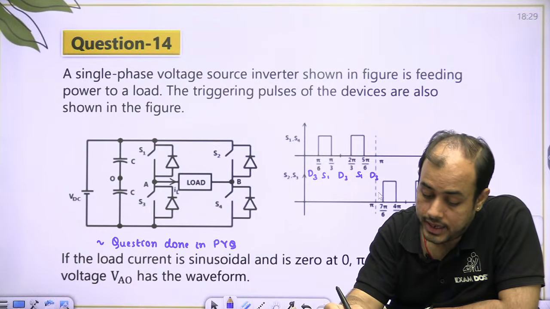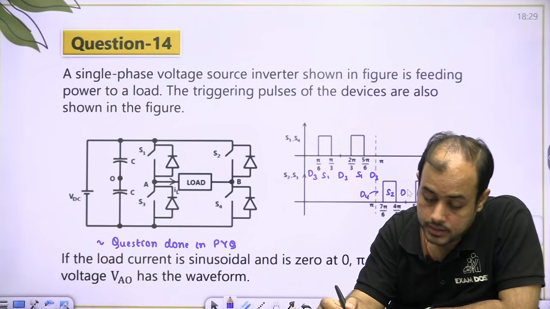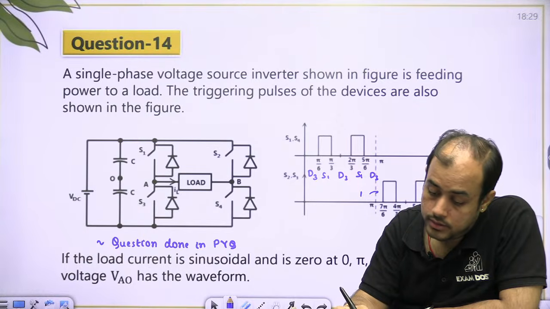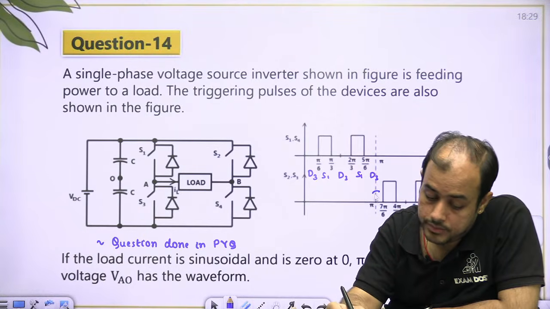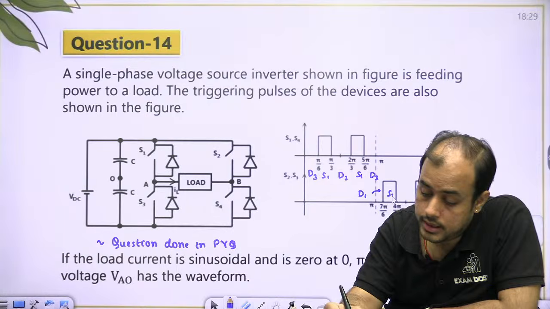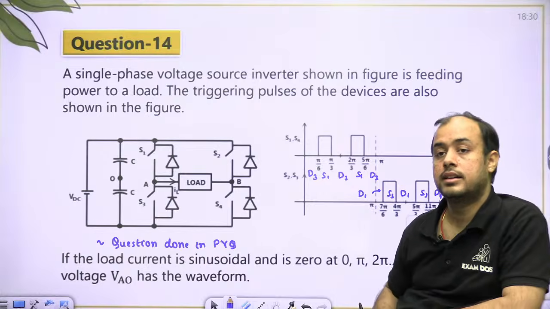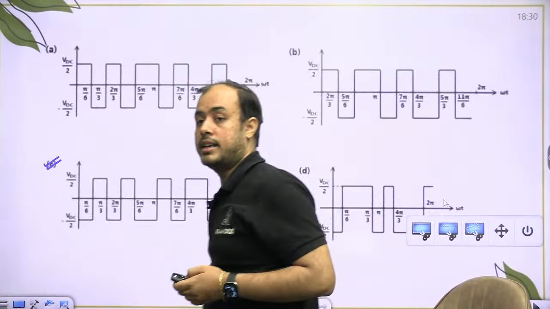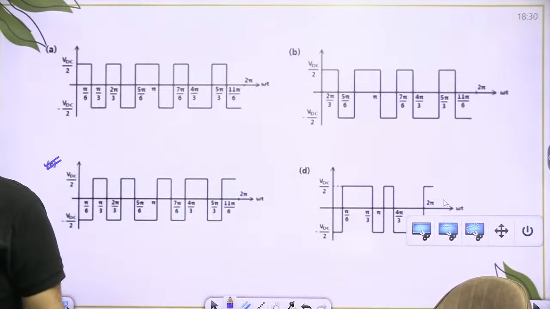Similarly here, when S2 is on, it is fine. If it is not on, D4. D4, S2, D4. We have to talk about S3. D1, S3, D1, S3. It goes like this. I did a similar question in class today as well.